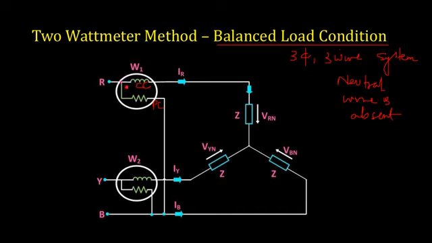Okay, you can see that your connection starts from here through the pressure coil. The end of the pressure coil is connected to the B phase. Then you have the second wattmeter, which is connected in Y phase. The current carried by the current coil is IY. Now the current coil is connected in series with the load in Y phase, and the pressure coil is connected across the Y phase and B phase.